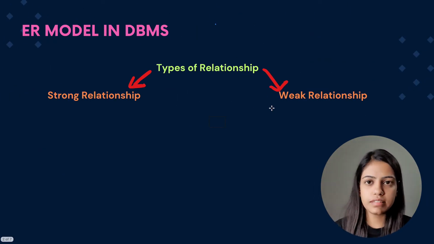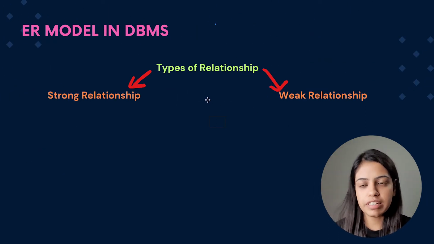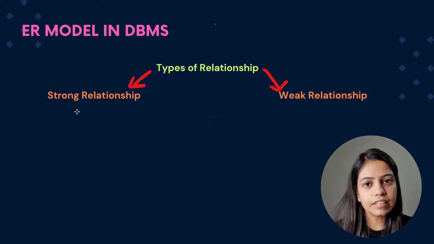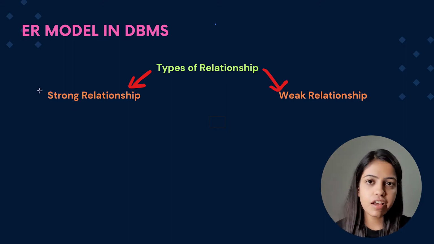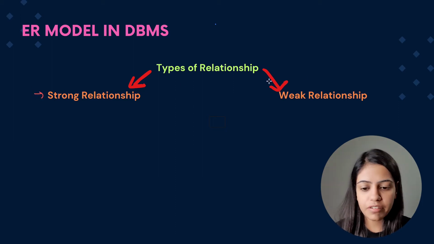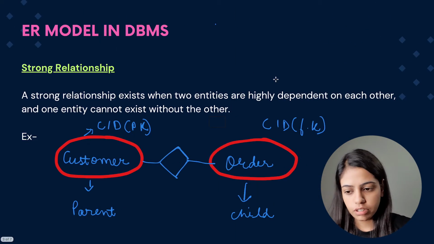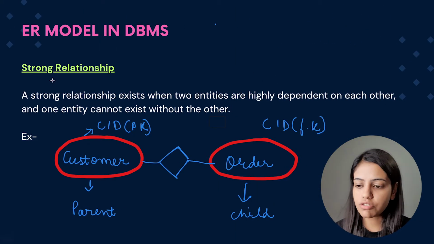Now let's see what are the types of relationship. So basically like types of attributes and types of entity. In types of entity we got to know more about strong entity and weak entity. In the same way here also strong relationship and weak relationship exist. So let's see what is strong relationship and what is weak relationship. First we'll start with the strong relationship.